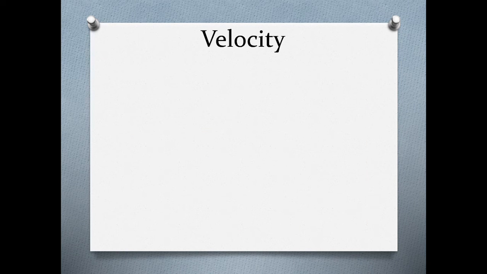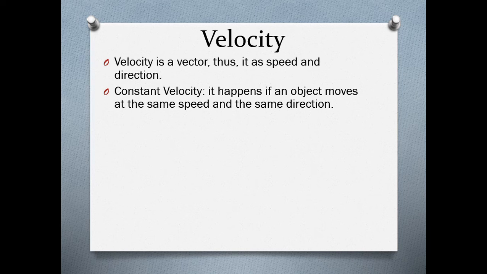Okay, so our next topic is velocity. This is a very simple topic, but there are some key aspects that we need to analyze. The first thing we need to analyze is that velocity is a vector. Thus, it has speed and direction. Some students tend to confuse speed with velocity, and they are totally not the same. Speed only has a value like kilometers per hour or miles per hour, but velocity has that value and it also has a direction. We're going to see some examples later on.